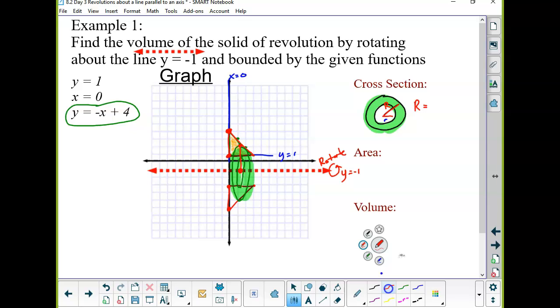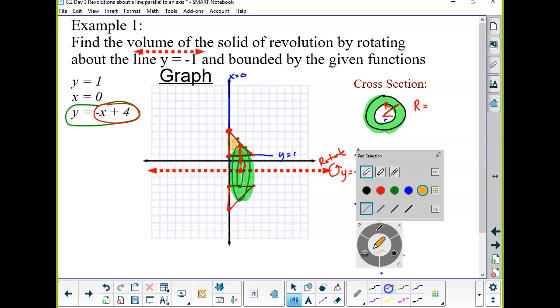Now let's think about that. This is a tricky spot. How far is it from the dotted line to the x-axis? It's 1, right? And then how far is it from the y-axis up to this equation? That's where we have to use the equation itself. This distance right here in orange is the equation -x plus 4.